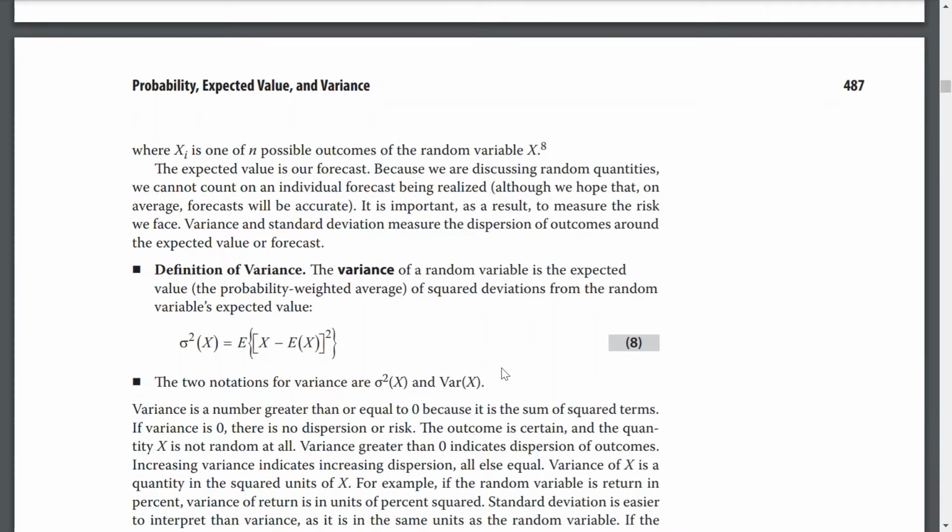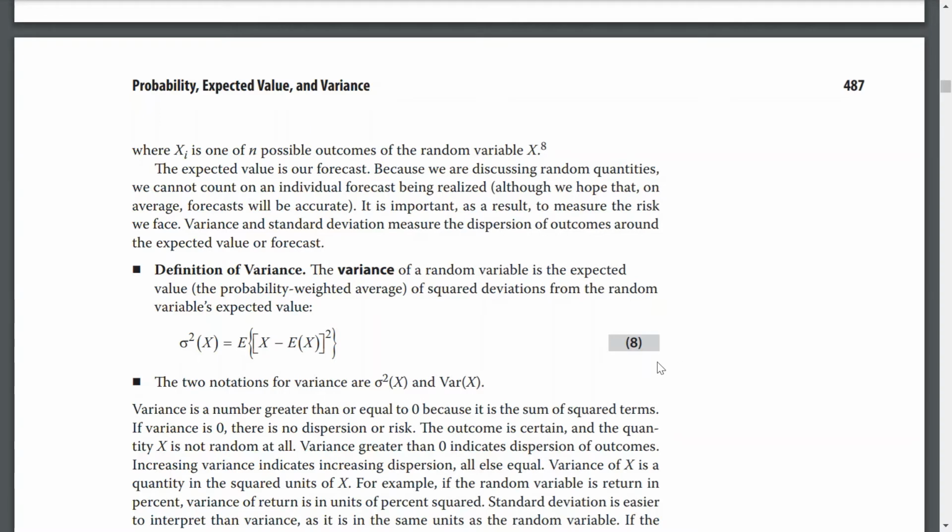Here, xi is one of n possible outcomes of the random variable X. The expected value is our forecast. Because we are discussing random quantities, we cannot count on individual forecasts being realized, although we hope that on average forecasts will be accurate. It is important as a result to measure the risk we face. Variance and standard deviation measure the dispersion of outcomes around the expected value or forecast.